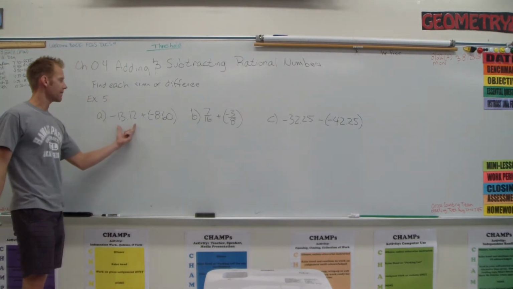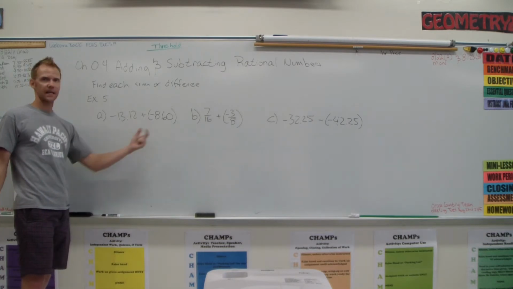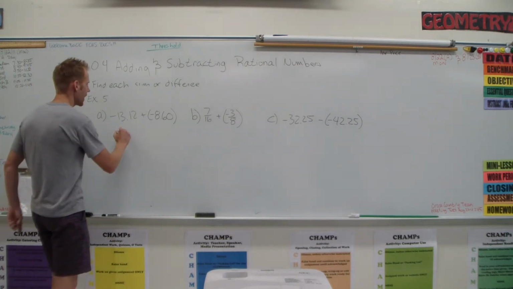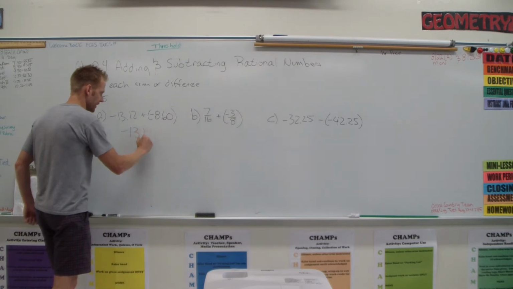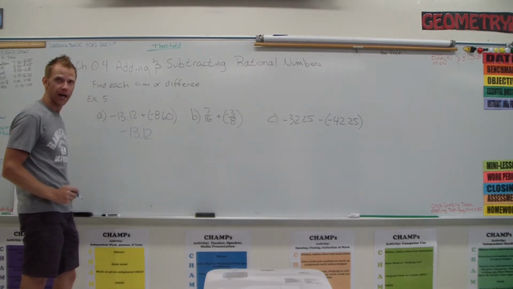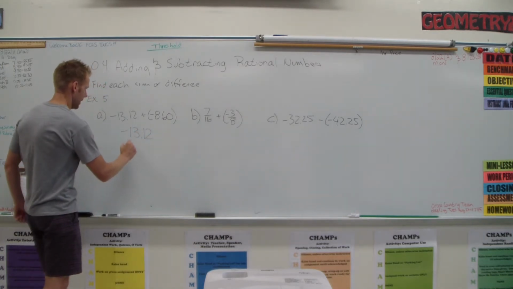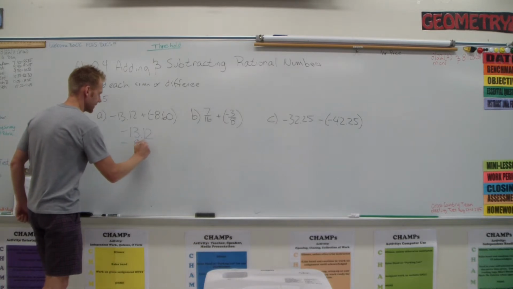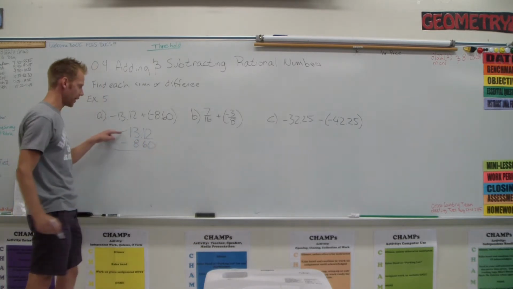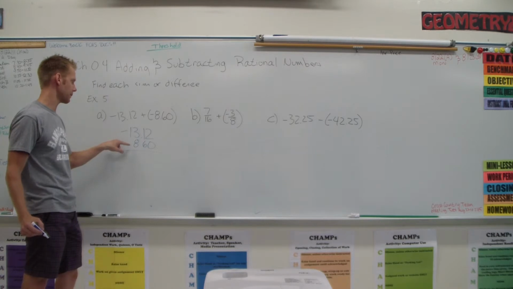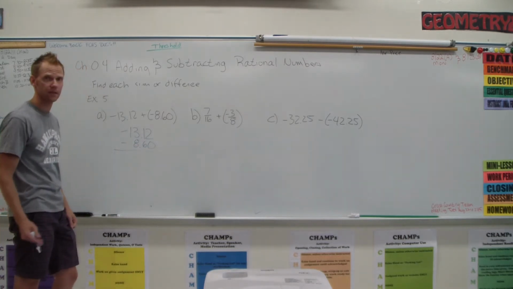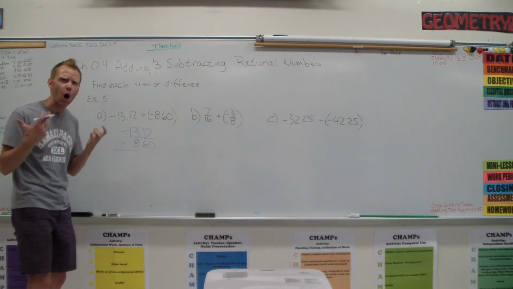Look, I have negative 13.12 plus negative 8.6. This is like I owe Joey $13.12 and I owe Bob $8.60. I owe Joey $13.12 and Bob $8.60. So I want to find out how much do I owe altogether.